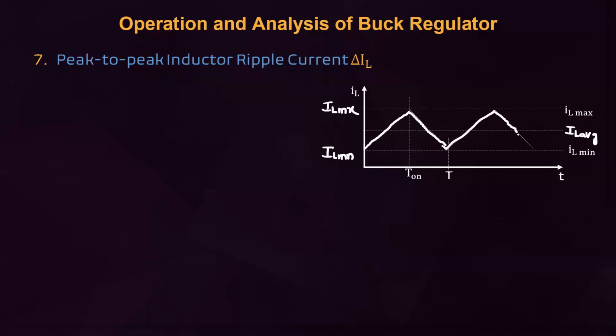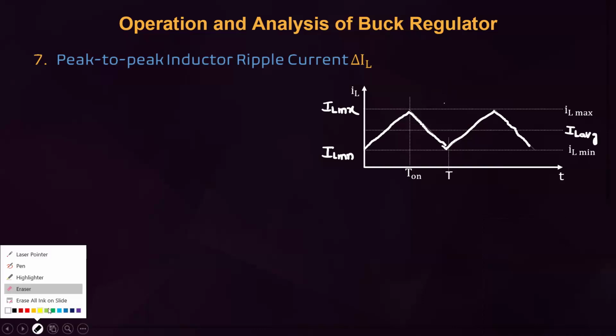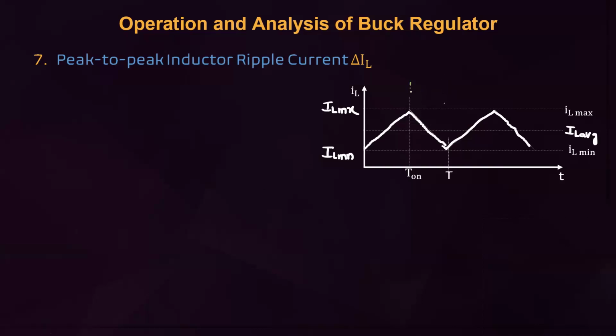Chopper on, chopper off. This is chopper off. The current is changing between minima and maximum. During this time, chopper is on. During this time, chopper is off. Again, chopper is on. Again, chopper on. Current changing between minima and maximum. Then what is the peak to peak inductor ripple current?